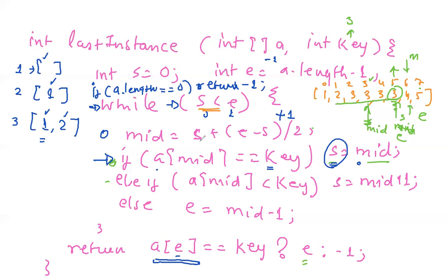So always, if you run a dry run and you find that your start is not moving, that's why you are going into an infinite loop, go to the mid statement and then just do this: S plus E minus S plus 1 divided by 2, right? So in this case, what will happen? Let's run it.